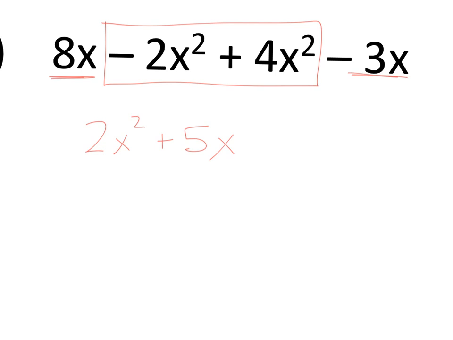Okay, so now when we name this, we name it based off of the biggest exponent. Okay, so in this case it'd be degree of 2. And we call 2 quadratics.